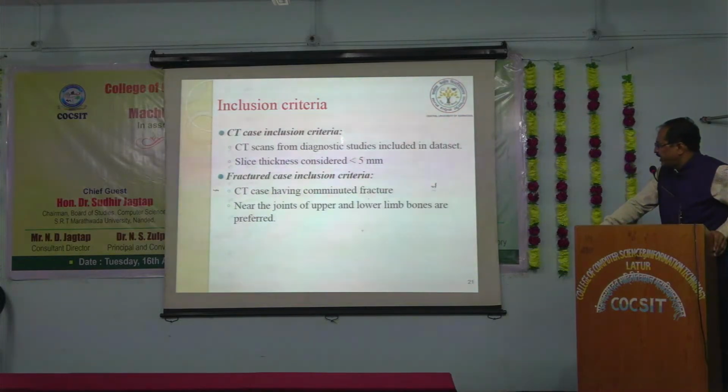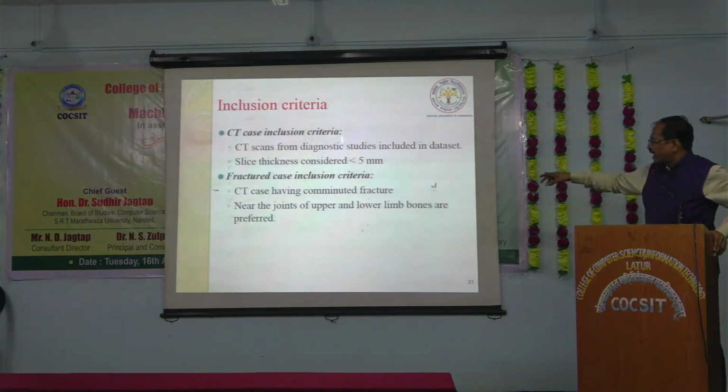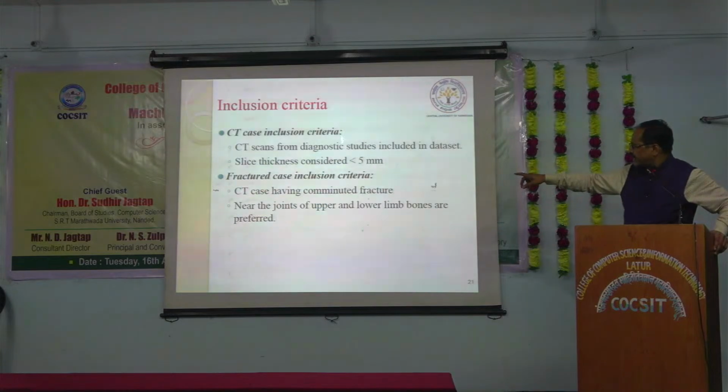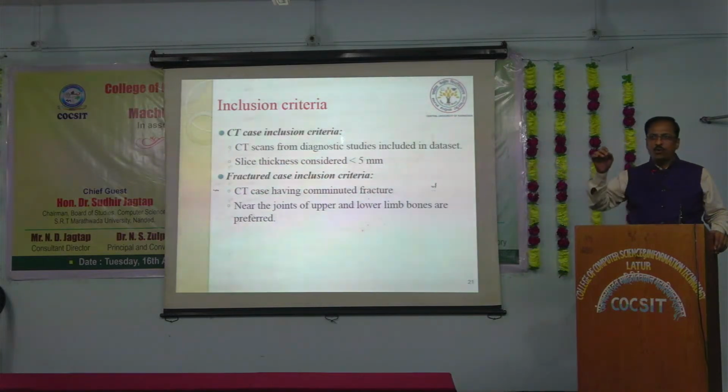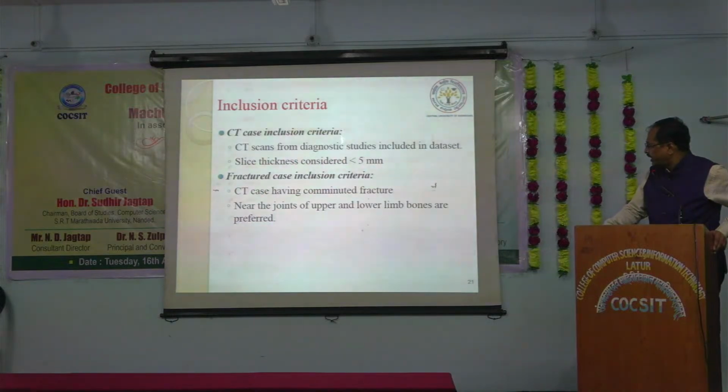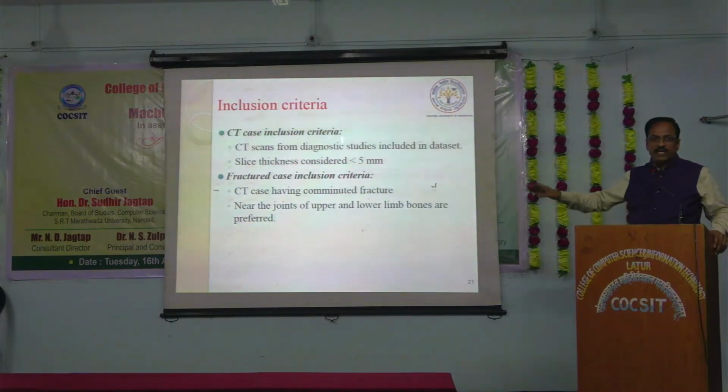Near the joint, what images did we take? The CT cases having comminuted fracture. We focused more on comminuted fracture, which means the bone is broken into many pieces, and the area we preferred was near the joint, in the upper limb and lower limb bone area.